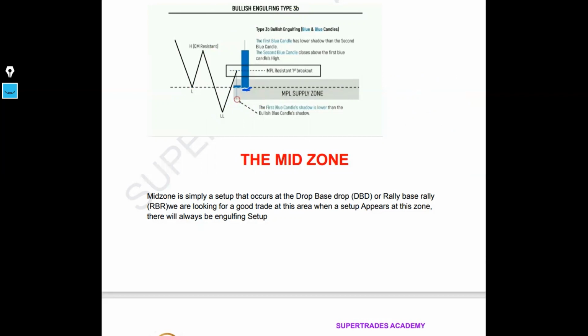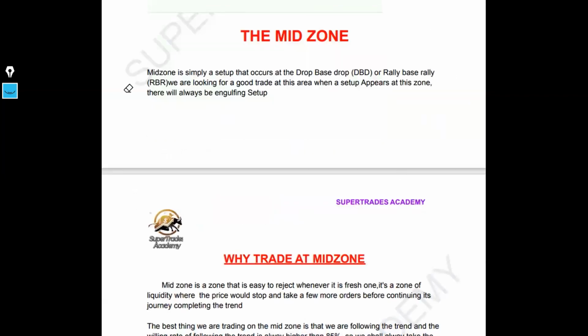So let us see this mid zone, which is very, very profitable. Actually, placing a trade on this zone can make you a lot of money. So mid zone is simply a setup that occurs at the drop-base-drop or rally-base-rally, looking for a good trade in this area. When the setup appears at this zone, there will always be an engulfing setup. For example, the market is making drop-base-drop, there will always be an engulfing before the market goes down.